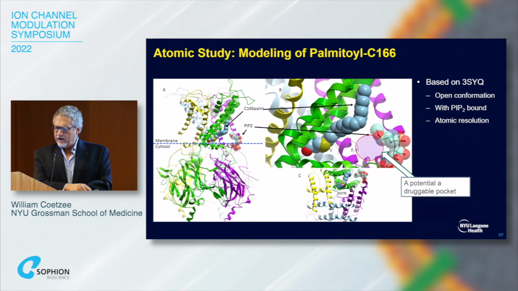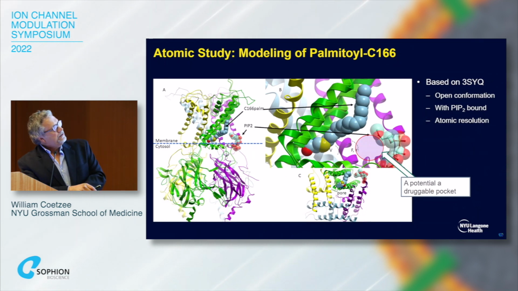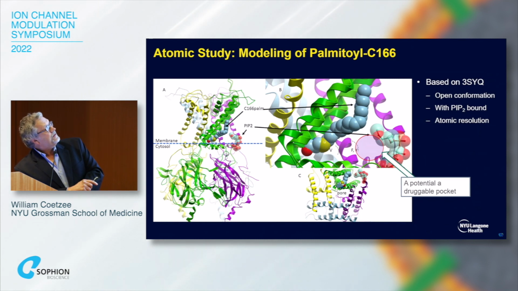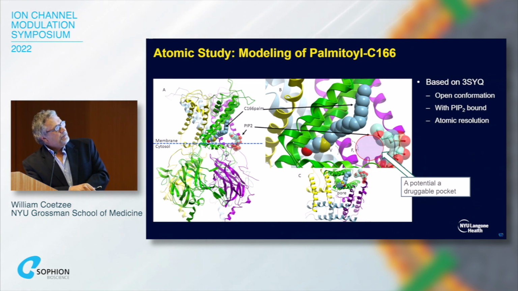So following on from that study, Tim really focused on this particular pocket. This is where C166 is, the palmitoylated residue, and PIP2 in this area. Tim really started looking a little bit more at this pocket, and he wanted to know whether this could be a potential druggable pocket. This is what he does, right?